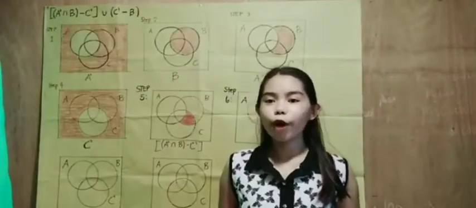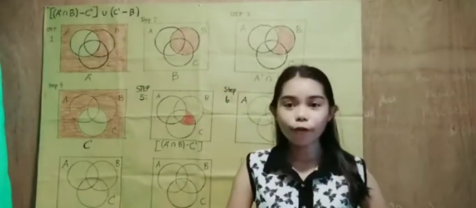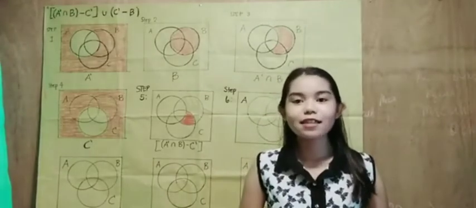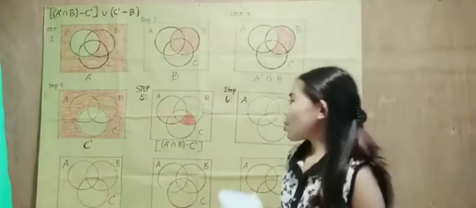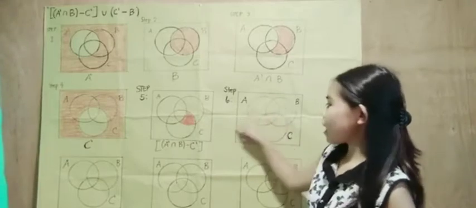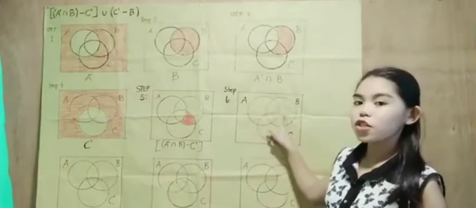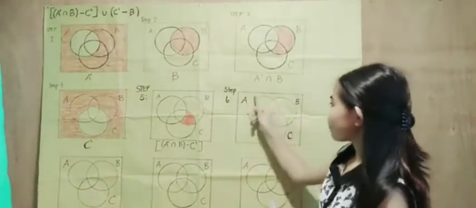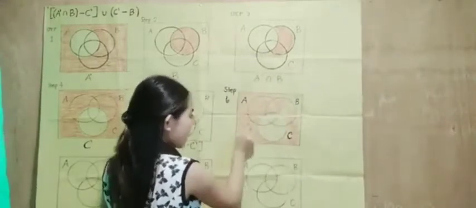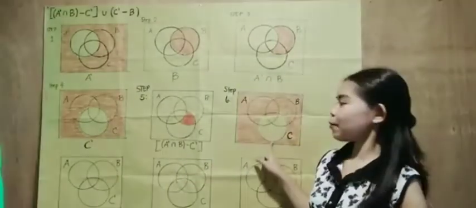So let's move forward to C prime minus B. So first, let's find the C prime. So C prime is all of the sets in the universal set except C. So this is our C. So we need to shade everything here except C. We need to shade everything that is outside the circle C. So this is now our C prime.